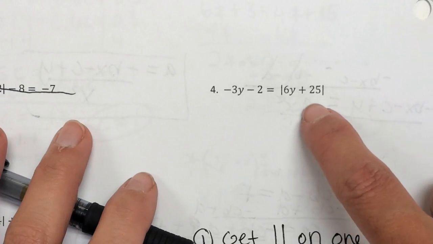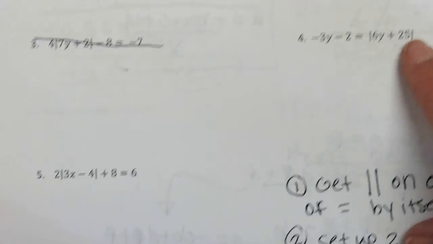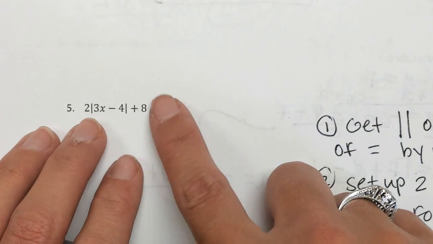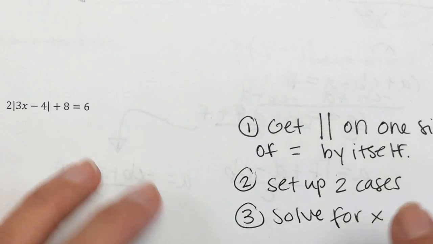Okay. This one, sorry, is it by itself? Yes, it's by itself. Is this one by itself? We needed to get rid of the 2 and the 8, right? Alright, we'll start there tomorrow.